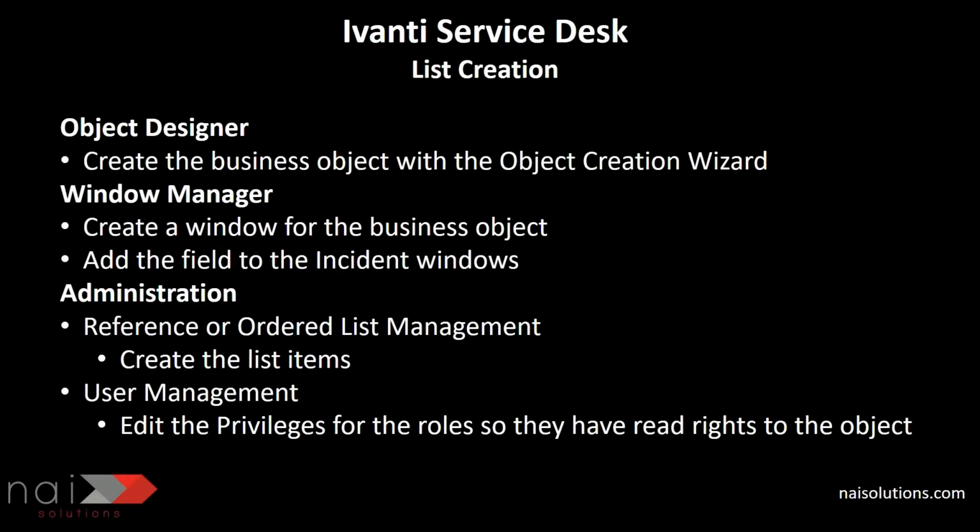So just to recap, we went into Object Designer and created the business object there with the wizard, went to the window manager to create a window for that new business object, and then also added that field to the incident windows. In the administration, we went into the list management to create the items in the list, and then lastly made sure that the privileges for the roles had read rights to the object.